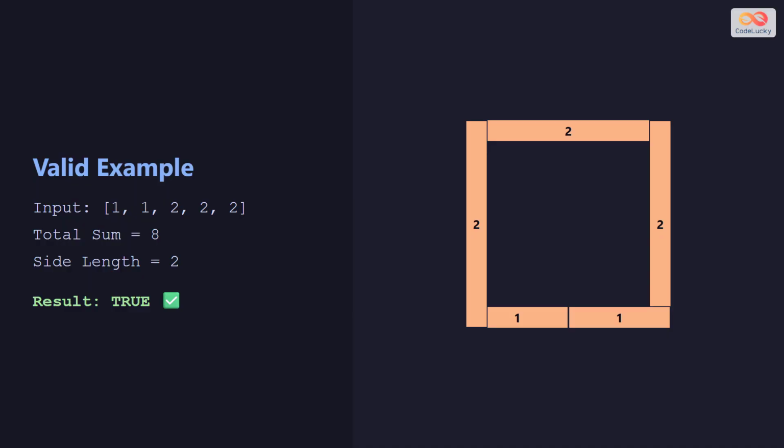Let's look at a valid example. We have lengths 1, 1, 2, 2, and 2. The total sum is 8. Since 8 divided by 4 is 2, our target side length is 2. As you can see, we can arrange these sticks to form a perfect square.